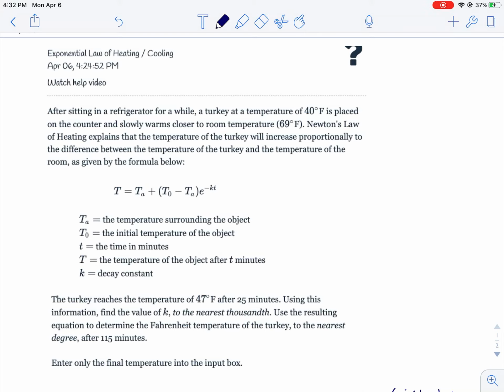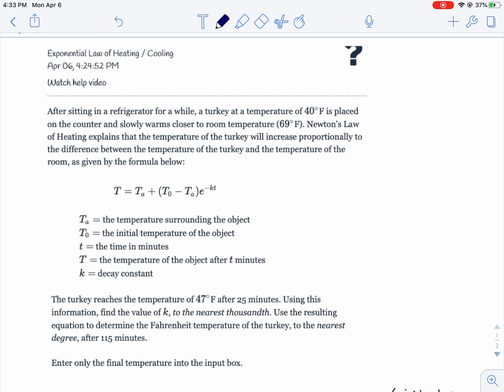Okay, we're going to do a problem involving exponential heating and cooling. In this case, we'll do heating, but cooling is really the same thing. This is really Newton's law, which has been around since the 18th century, like around early 1700s. It looks intimidating just because of all the variables, all the things you've got to plug in, but basically what it says is that any temperature will increase or decrease proportionally given the difference between that body and the temperature around it, or like the room temperature around it.